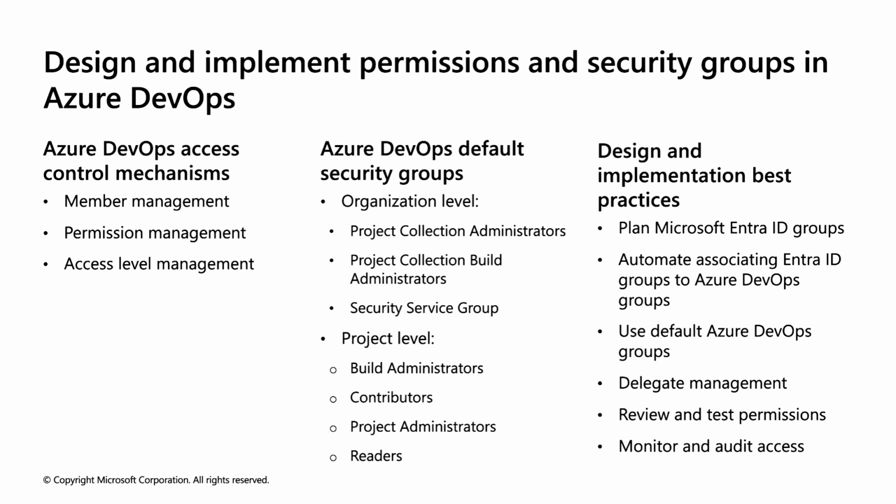Azure DevOps uses a robust system of permissions and security groups to help organizations control who can access, modify, and manage resources within their projects. There are different levels of groups. Some operate at the organizational level, like project collection administrators and build administrators, while others work at the project level, such as contributors, project administrators, and readers. These groups make it easy to delegate responsibilities, automate access management, and ensure only authorized users can perform sensitive actions.